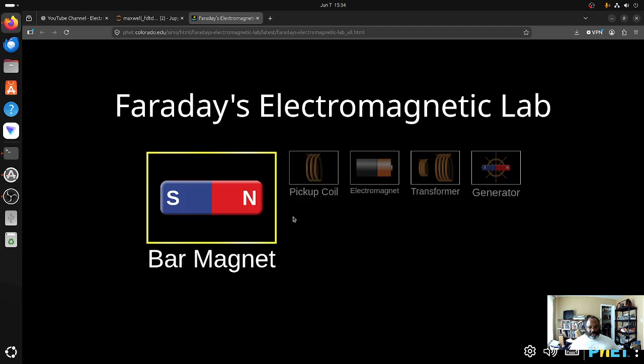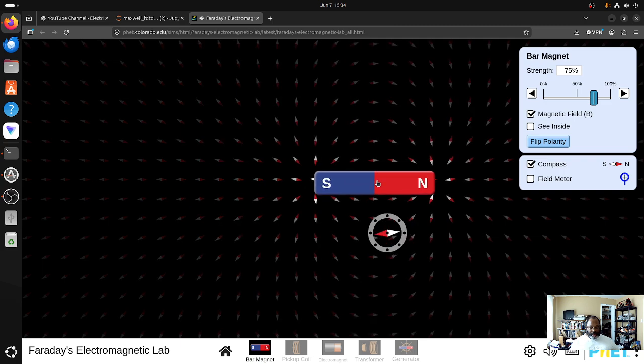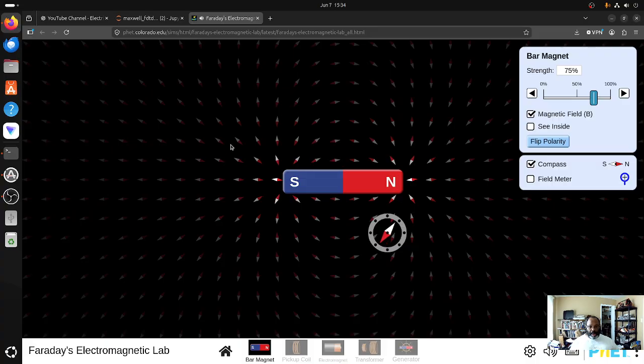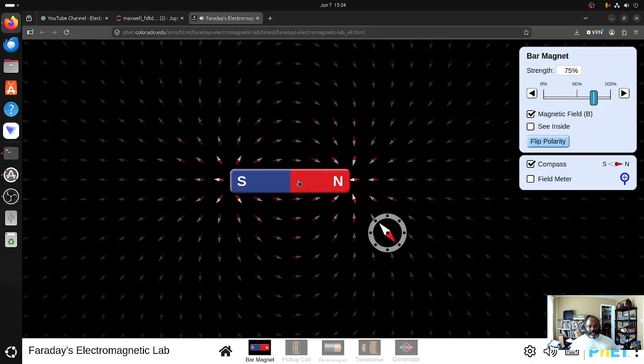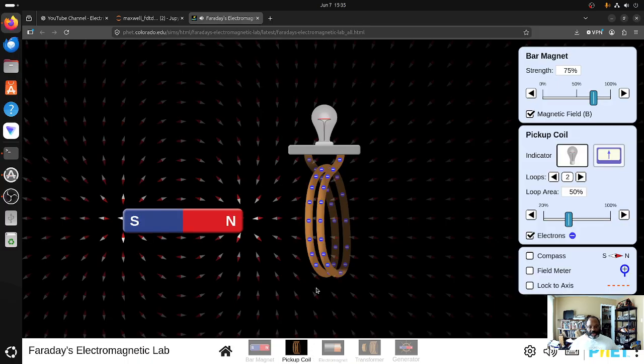So I have this demonstration here. I have a bar magnet, which I can move around. And here are the field lines coming off of this bar magnet. There is a compass here that you can see interacting with these field lines. You can see that these fields come out of the north, go around, and then come back into the south. Now we go to the next demonstration.